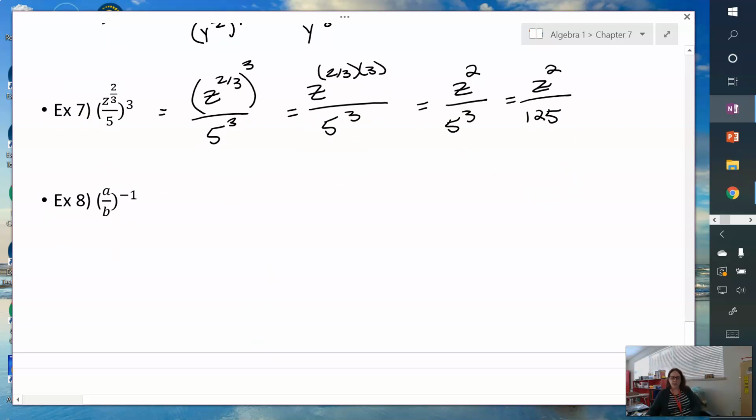Now look at example 8. I have a over b raised to the -1 power. So that's a to the -1 over b to the -1. So now I have to move the a downstairs and move the b upstairs. So check it out. a over b to the -1 turns out to be the reciprocal, just b over a.